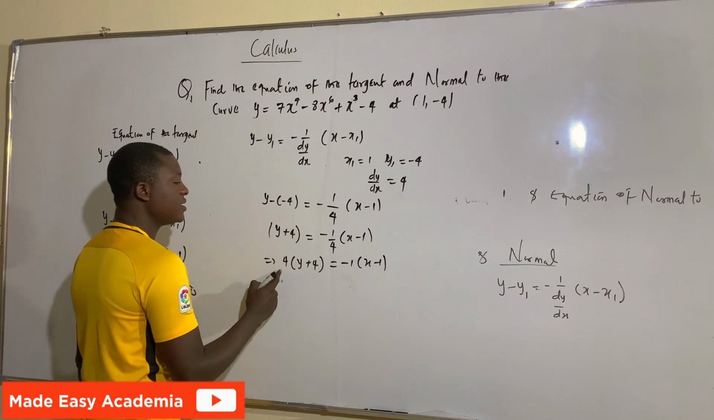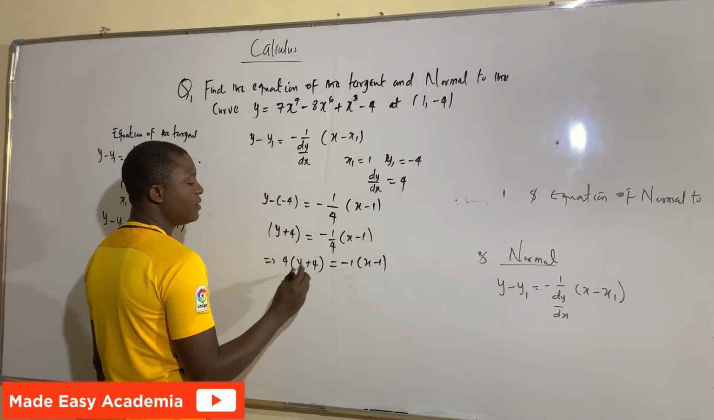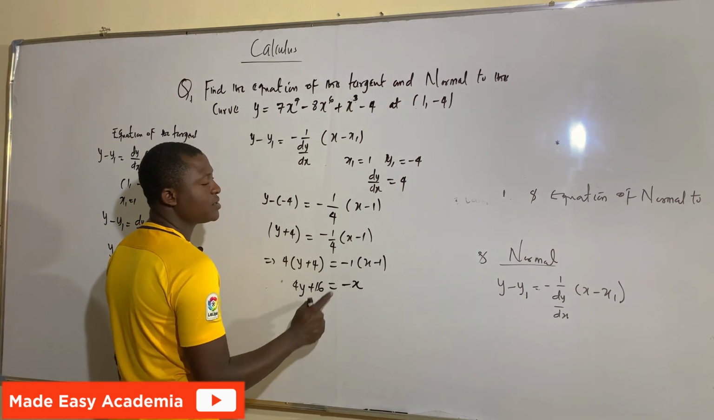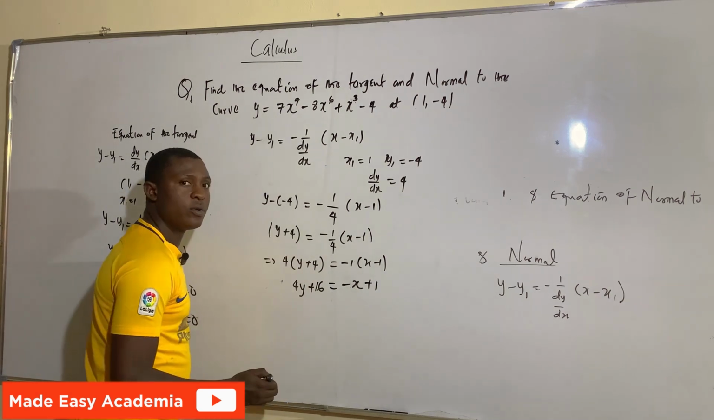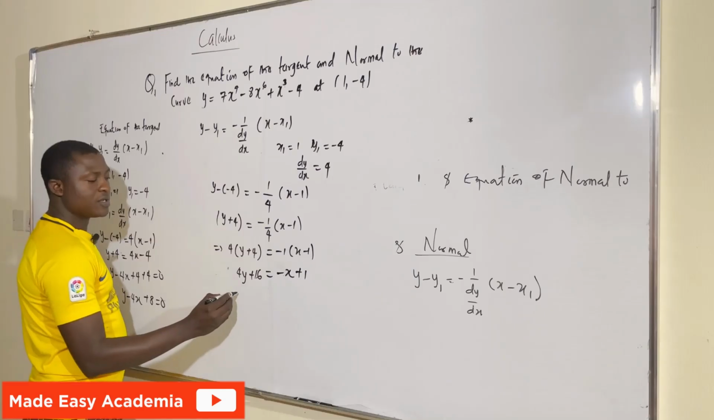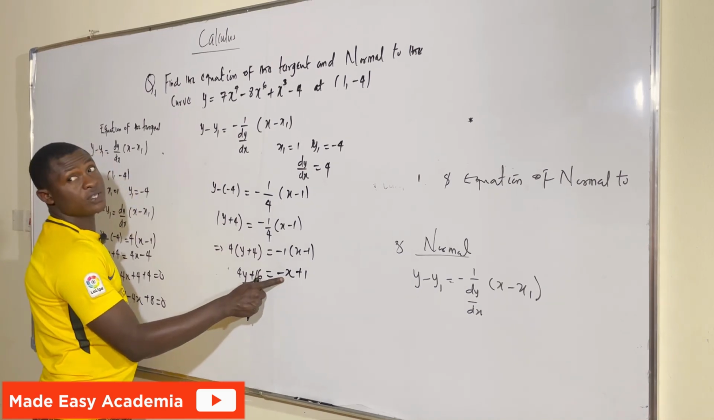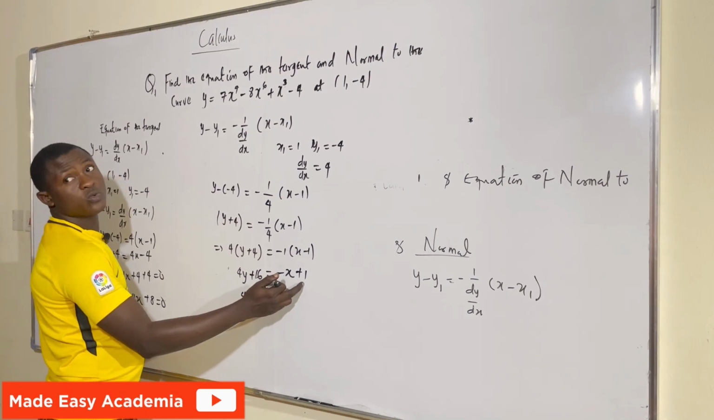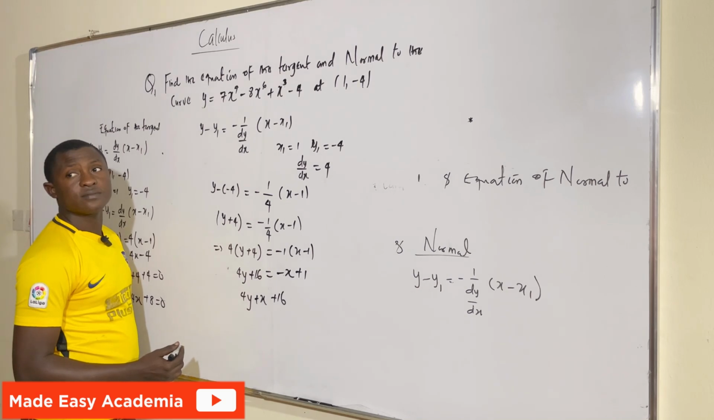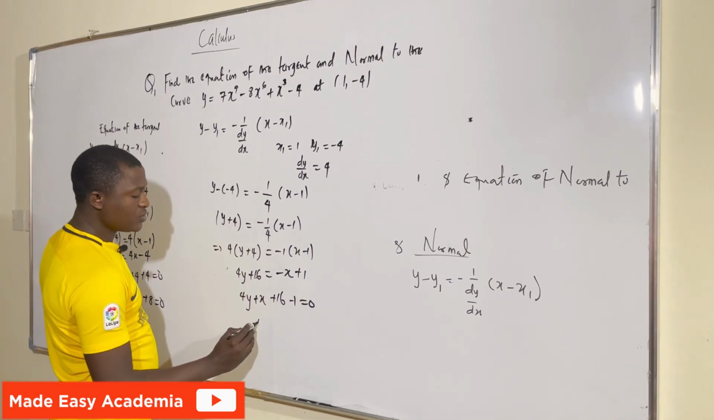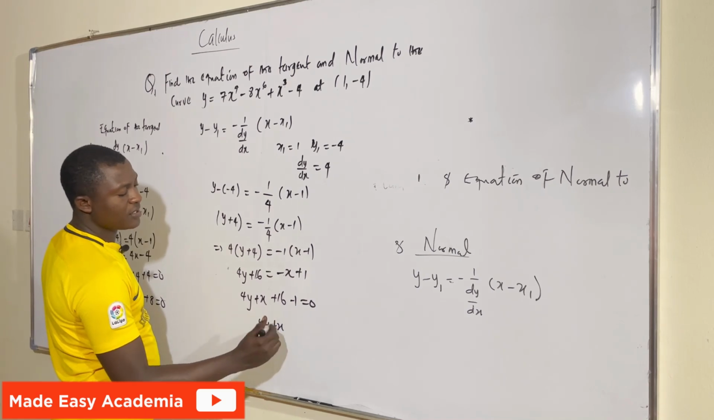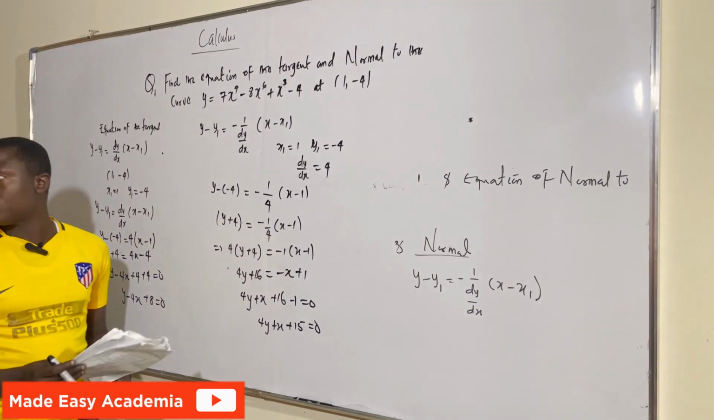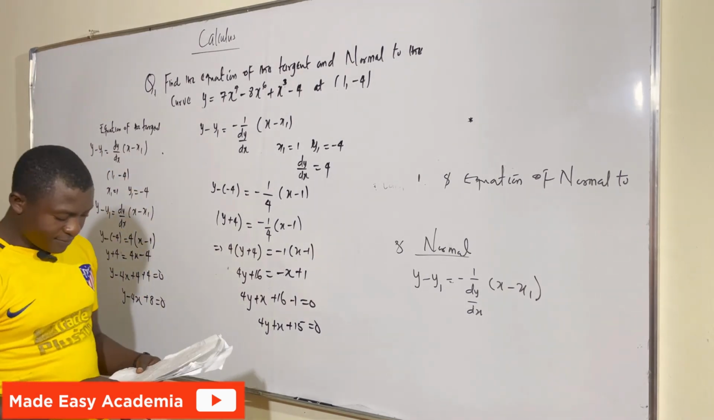Yeah, good. So let's open the bracket. 4 times y, we have 4y. 4 times 4, we are going to have 16. Minus 1 times x, we are going to have minus x. Minus times minus, we are going to have plus 1. Now let's collect the like terms. We have 4y. This is minus x, so when it comes here, we are going to have plus x. Plus 16, and this is plus 1 also, so when it comes here it becomes minus 1 is equal to 0. So that means we have 4y plus x, 16 minus 1, we are going to have 15 is equal to 0. So that's the equation of the normal to the curve.